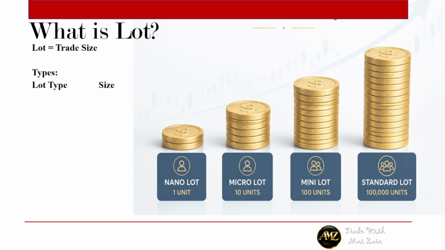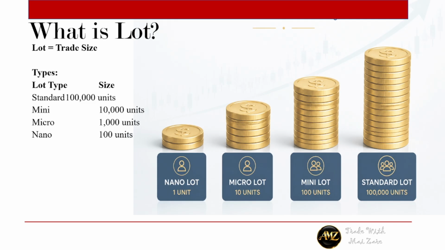Types of lot size. We have the standard lot size, which equals 100,000 units of what you are buying, and the mini lot size equals 10,000 units of that particular currency pair you're buying. Then the micro lot size equals 1,000 units of that pair you're buying, and the nano lot size equals 100 units of that pair you're buying. Let me give you an instance.